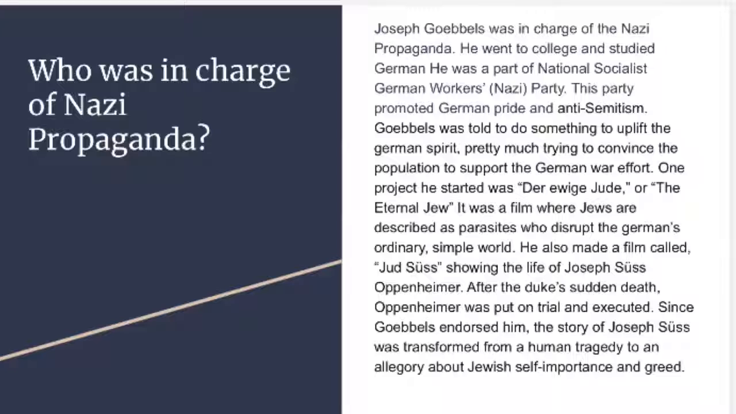It was a film where Jews are described as parasites who disrupt the Germans' ordinary, simple world. He also made a film called Jud Süß, showing the life of Joseph Süß Oppenheimer. After the Duke's sudden death, Oppenheimer was put on trial and executed. Since Goebbels endorsed him, the story of Joseph Süß was transformed from a human tragedy to an allegory about Jewish self-importance and greed. Here are some pictures of him.